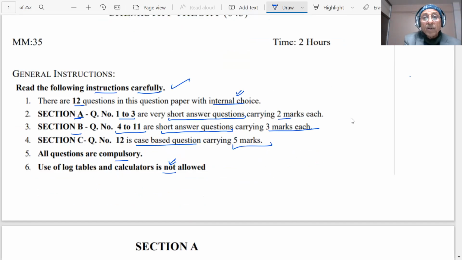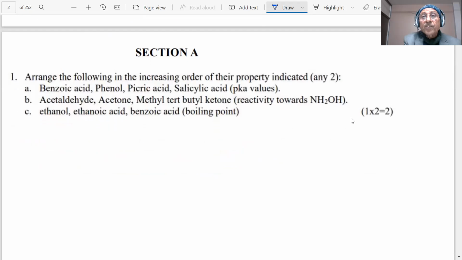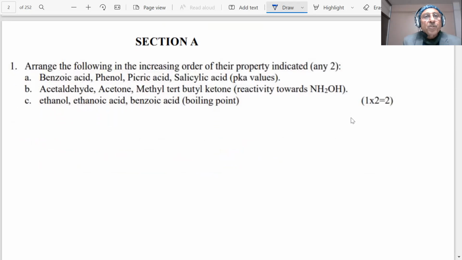Okay, let us start Section A today, students. Section A is on the screen. First question, arrange the following in increasing order. Now read each and every word, each and every line carefully before you answer the question. Arrange the following in increasing order of the property indicated. Any two. You have A, B, C. You can answer any two of the three. So you should read all the A, B, and C choices, and the best two you are sure of, answer that.